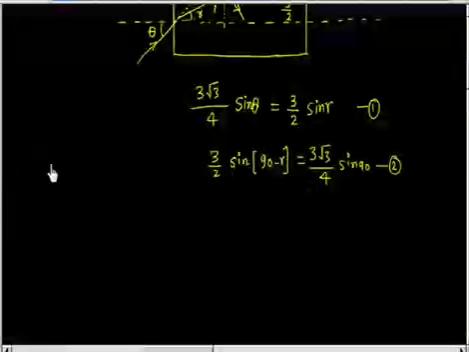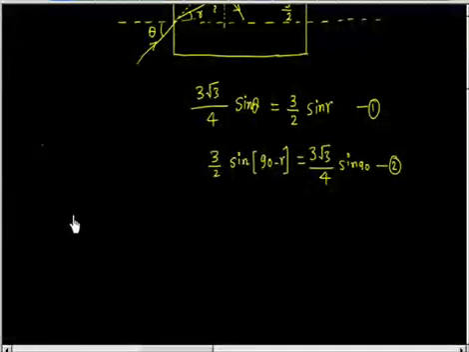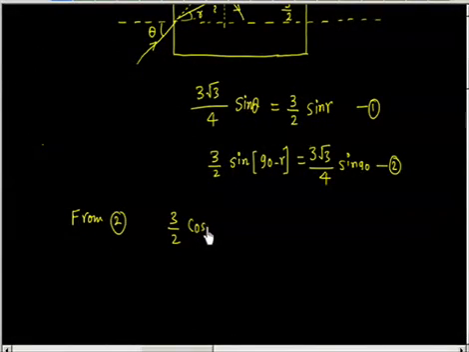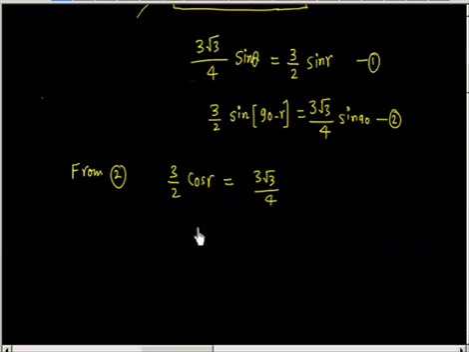Now from equation 2 I can write 3 by 2 sine of 90 minus r, that is cos r, is equal to 3 root 3 by 4 times sine 90. Sine 90 is 1. So this value of cos r, I can calculate.